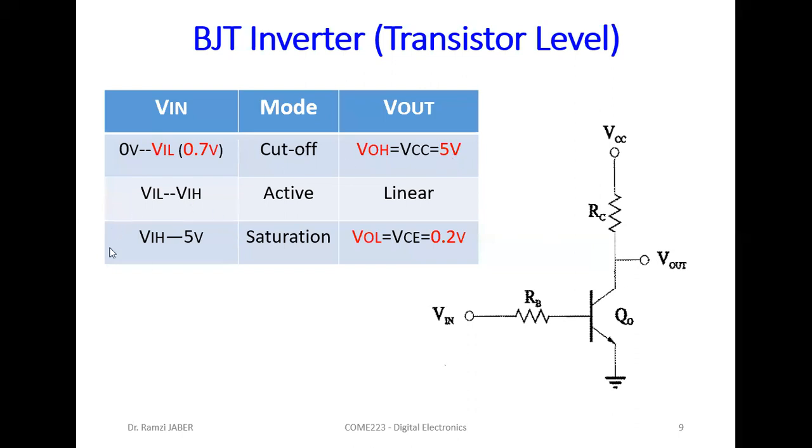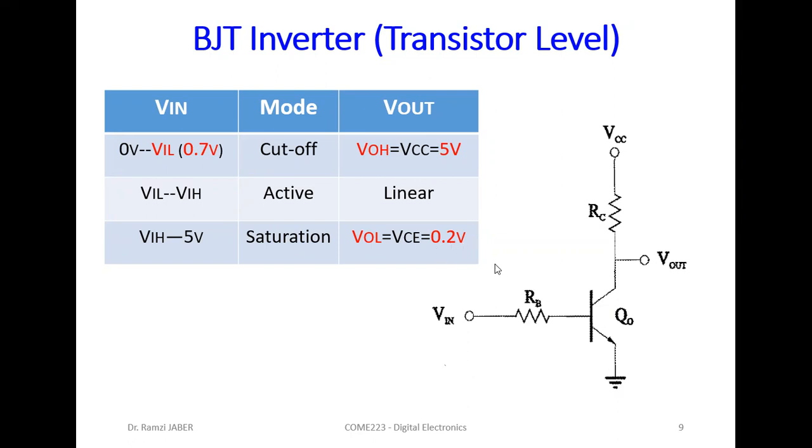Whereas when the input is high, we get saturation mode. The transistor will be in saturation mode, and it connects C to E. So now the output is connected here. But in a BJT transistor in saturation mode, we always have a voltage on VCE. When it's on, VCE is always 0.2 volt.